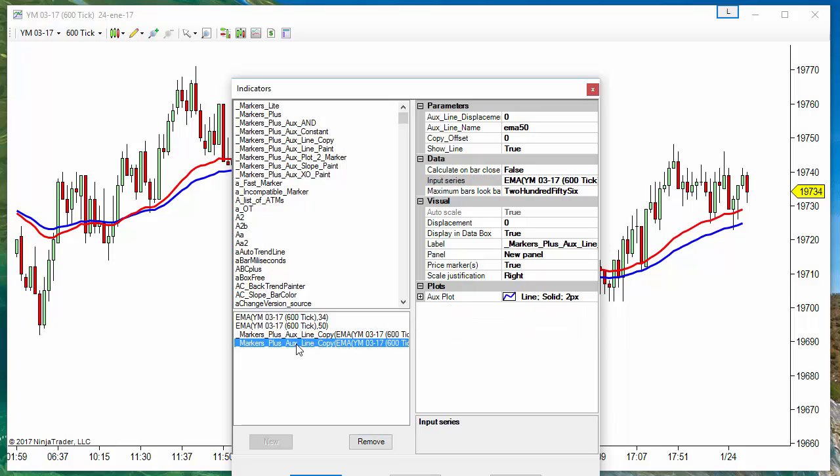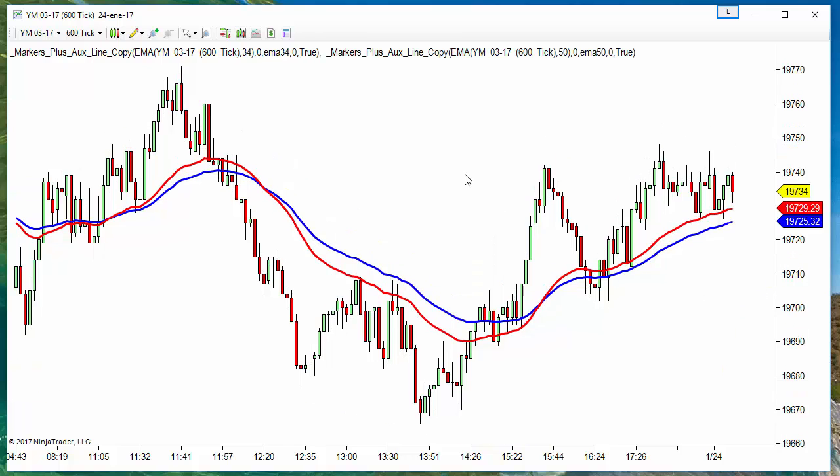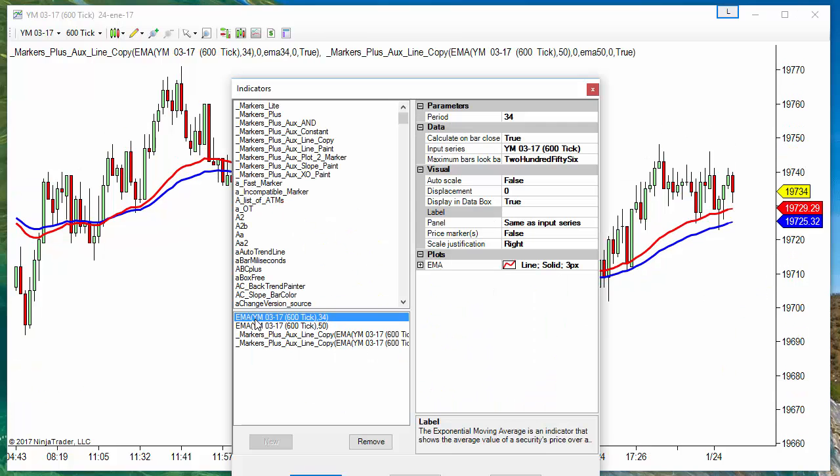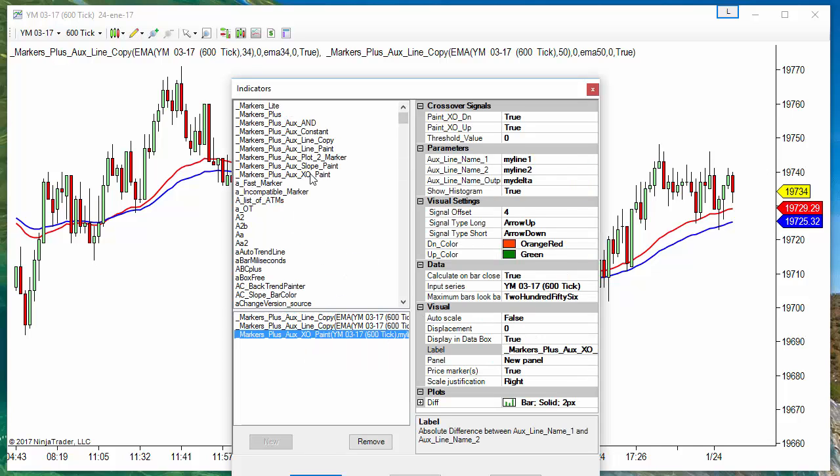So now we have the copied versions of the original EMAs into variable names, markers variable names, EMA 34 and EMA 50. Now we can use the copied line versions as the original, so we can remove the original because we don't need them anymore. Now that we are using the copy versions of the lines, we can detect crossovers between those lines with the crossover indicator between the variable names that we have assigned, like for example EMA 34 and EMA 50. At the top we can see that we have an input parameter, a threshold, which is set to 0.